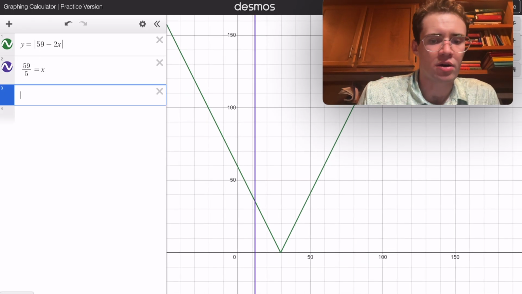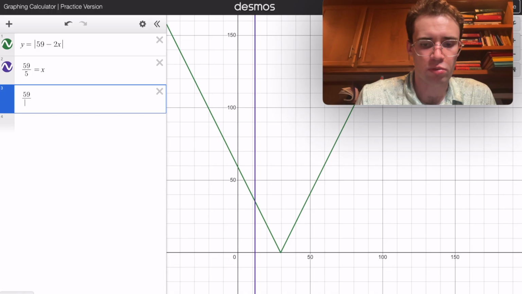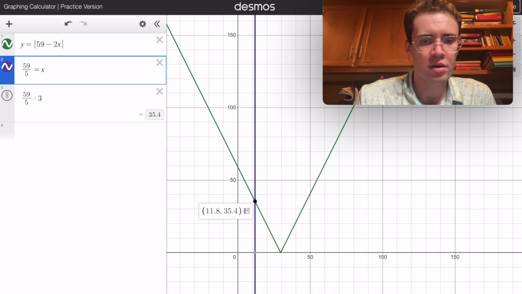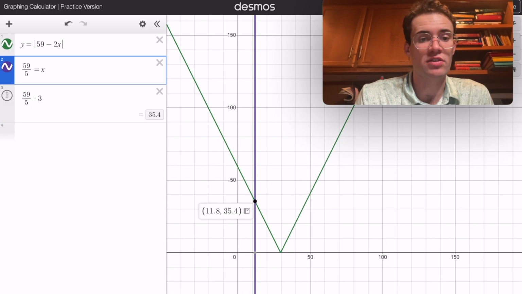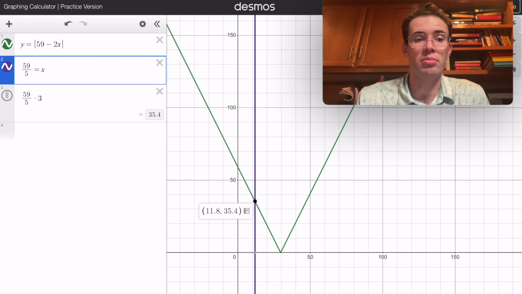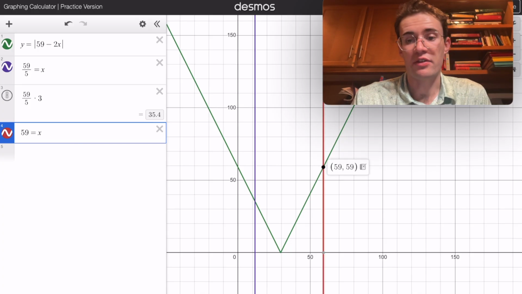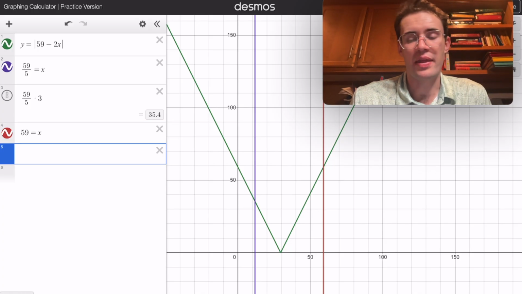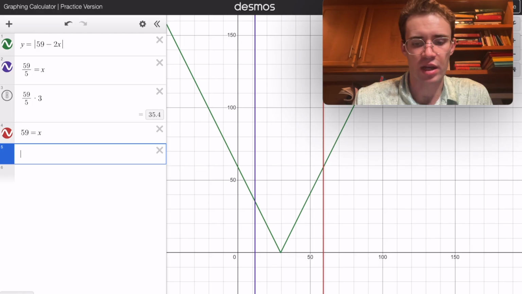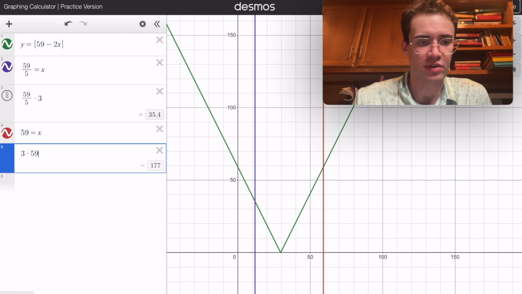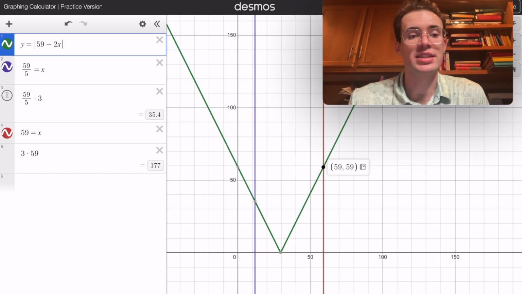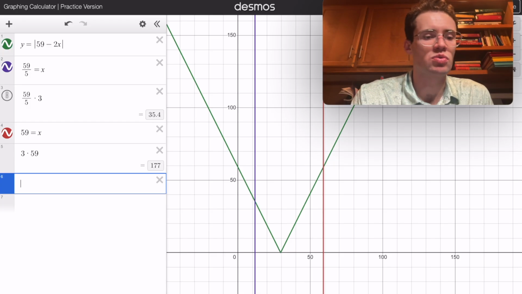It'd be that. And then you'd go, okay, what's 59 fifths times 3? 35.4. 35.4 is the output of this function. So you could compare them that way. Oh, they're both the same. Or for one of the other ones, for 59, we could say x equals 59. That crosses here at 59 comma 59. And then hopefully you know that that's not equal to 3 times 59. But again, if you wanted to figure that out, just 3 times 59 on here, 177. Oh, that's not equal to 177.